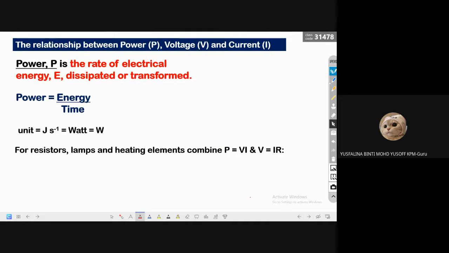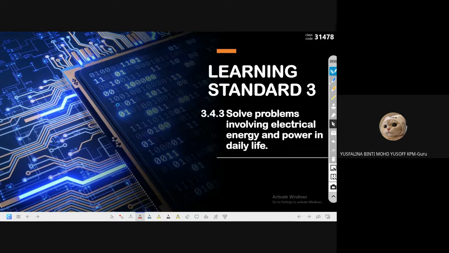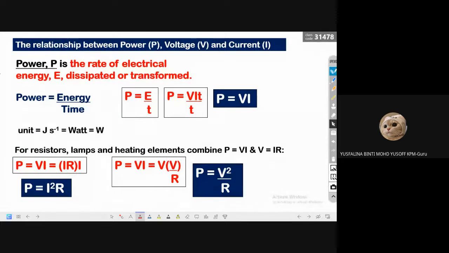Okay, so the relationship between P, V and I. We already know the formula: P is equal to VI. So what does power mean? P is actually W over T, meaning the energy that is used in 1 second. So it is the rate of electrical energy dissipated or transformed.